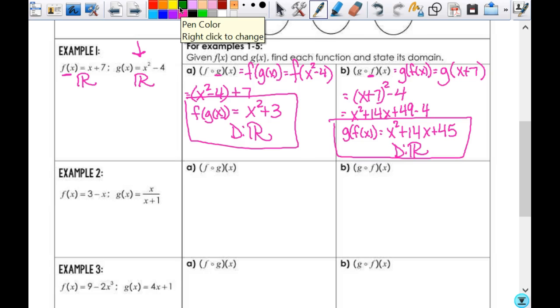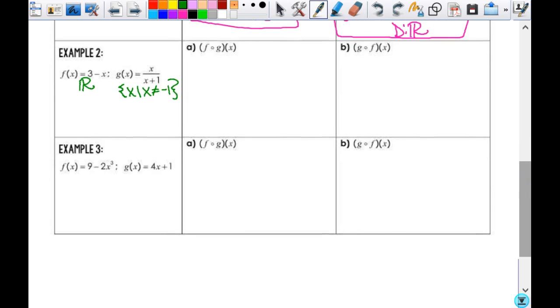All right, so what's the domain of f of x here? All real numbers. What's the domain here? X such that x can't be what? Negative 1. Good. Okay, there's that domain. All right, so we've got those, so let's go find our compositions here.